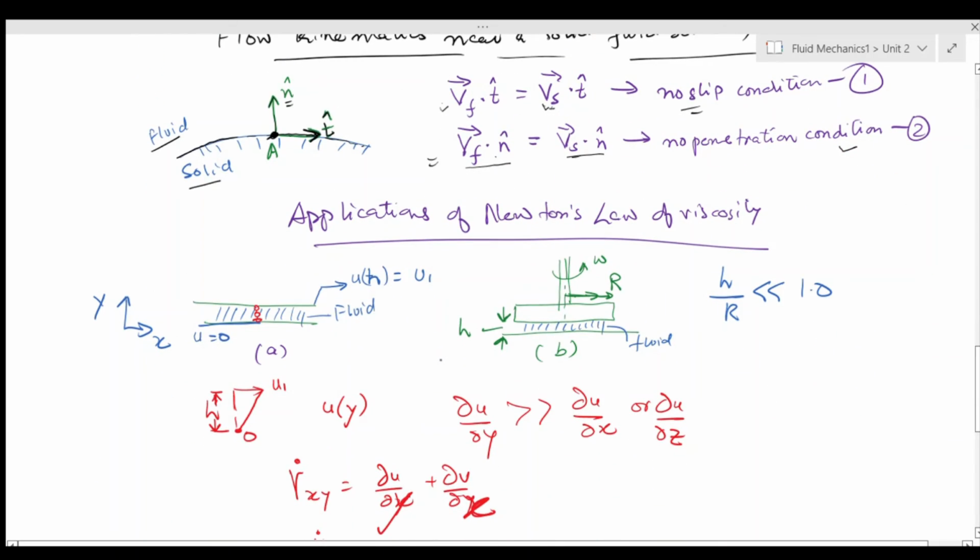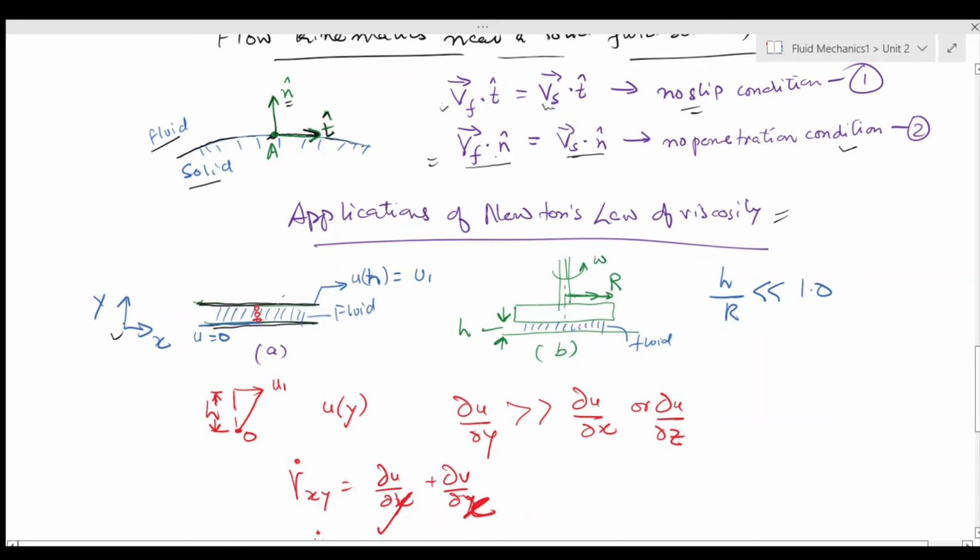Now let's talk about the application of Newton's law of viscosity, whenever we have flow between two similar surfaces which are separated by a narrow gap. So I have taken two examples here. These are two surfaces separated by a narrow gap, and in between we have fluid.